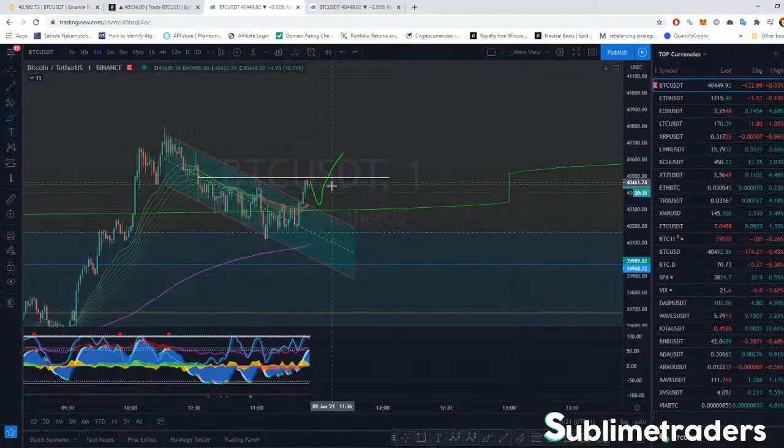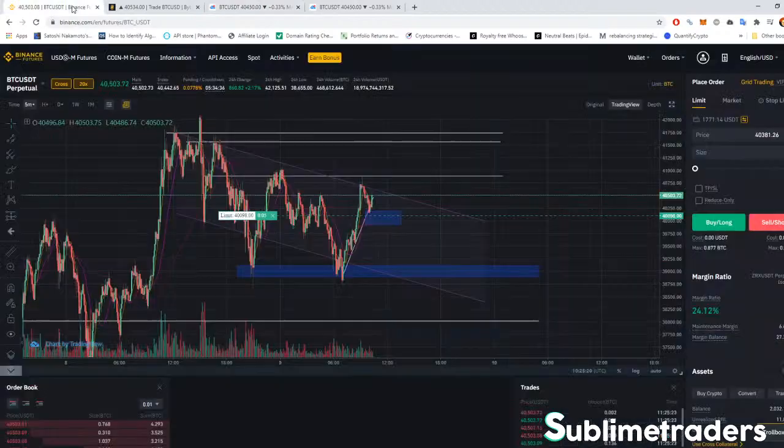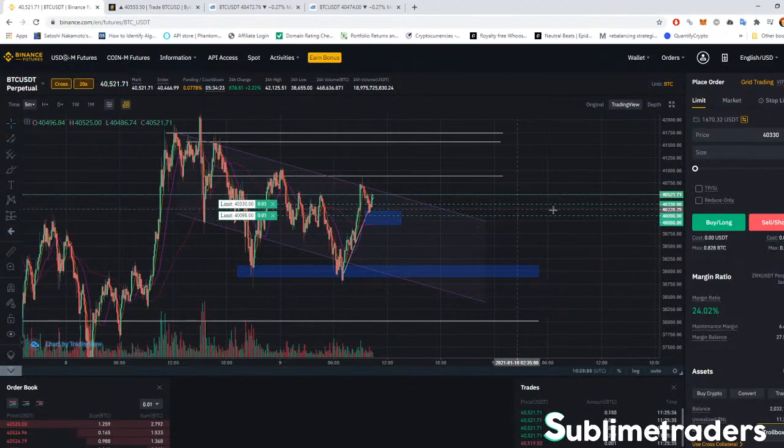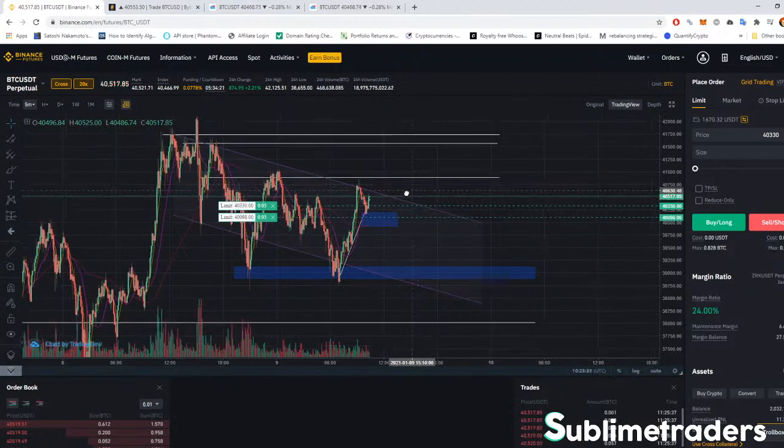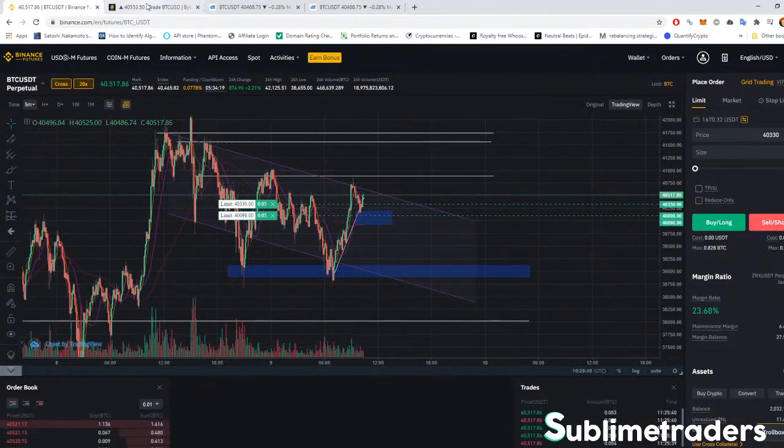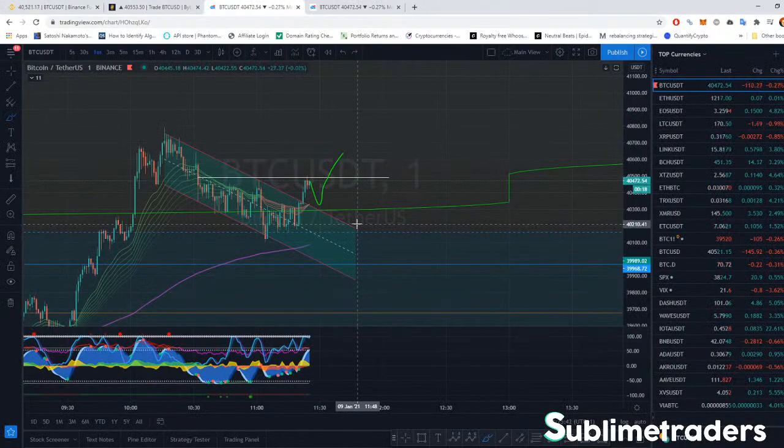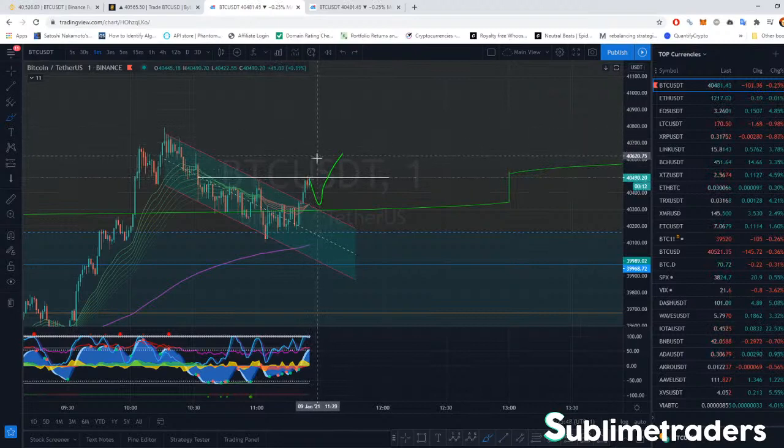So I said 40,330-ish. Thank you for adding in the first time, Binance. Of course it can break, and if it does, we leave it. We let it go up.